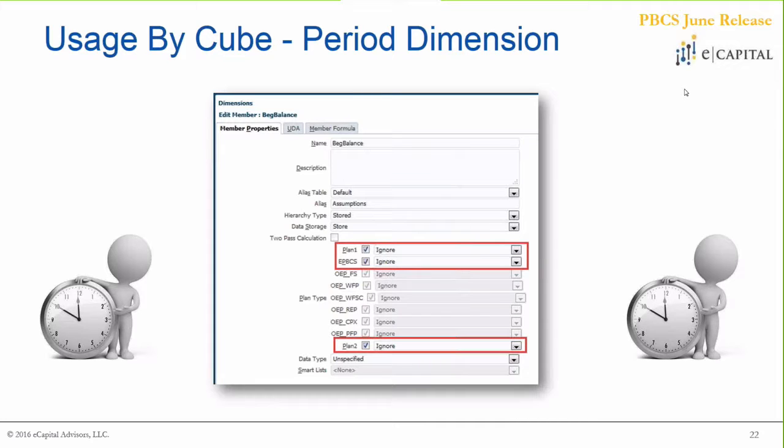A good example we have on the screenshot is BegBalance, for example. I know it's traditionally used from a balance sheet perspective, but a lot of times we'll use BegBalance to store allocation rates or FX rates as well. In this case, though, we could choose to ignore BegBalance from more of an income statement standpoint, or an expense standpoint, if we only wanted it in a balance sheet plan type, for example.